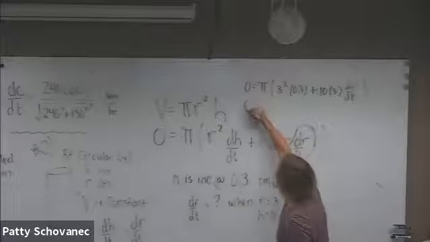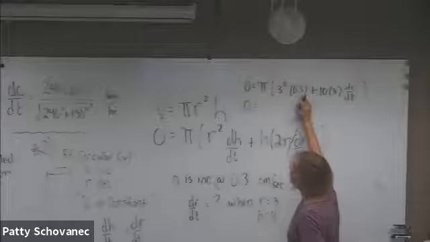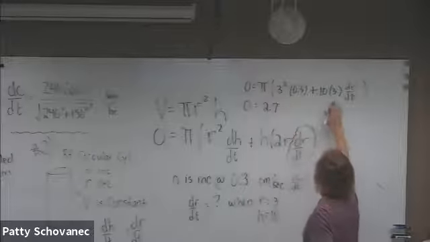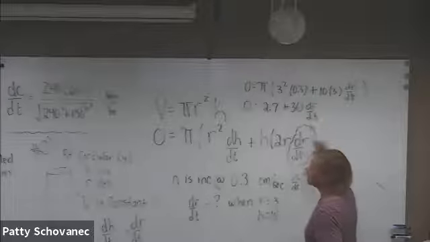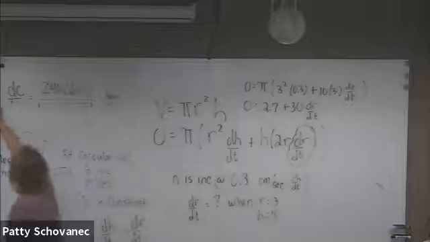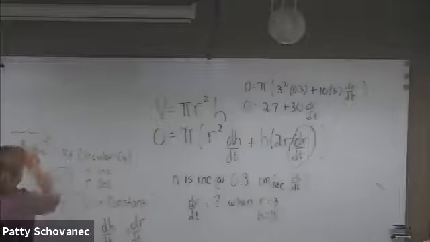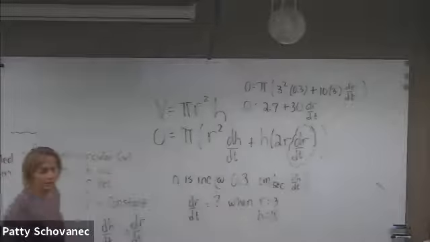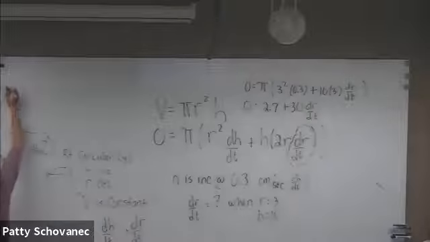So I have 0 is equal to 9 times 0.3. 3 times 9 is 27, so 9 times 0.3 is 2.7, plus 30 dr/dt. And so we'll move that over. Does it say what the radius is decreasing? We're looking for how fast it's decreasing at that instant. So I'm going to subtract 2.7 and divide by 30.